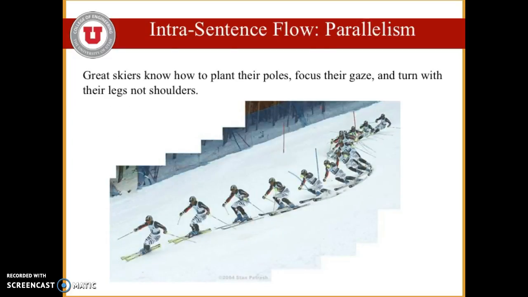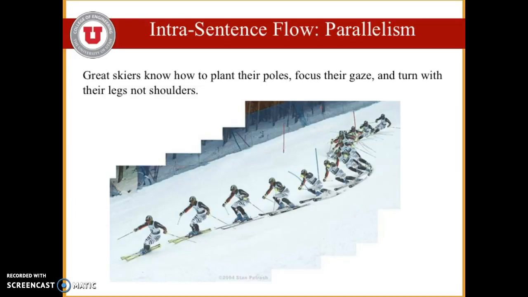Another big way to enhance your flow within a sentence is by practicing parallel writing. So here we have an example of a sentence that does exhibit parallel writing. Great skiers know how to plant their poles, focus their gaze, and turn with their legs, not shoulders. So maybe pause the presentation, take a second to think about why this might exhibit parallelism. As we know, parallel means things that are aligned. So what do you see that is aligned in this list of 3 things that makes a skier great?